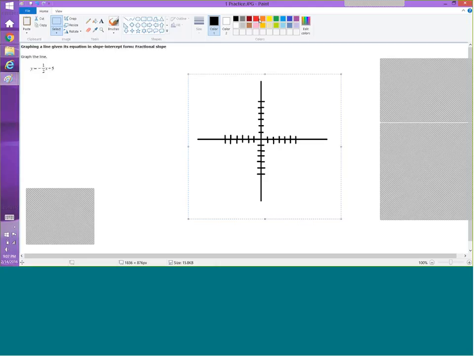Again, we're going to use our slope here and our y-intercept here. We're going to start off with that y-intercept, and we're going to say we have a y-intercept of +5, so we're going to start down here and count 1, 2, 3, 4, 5.